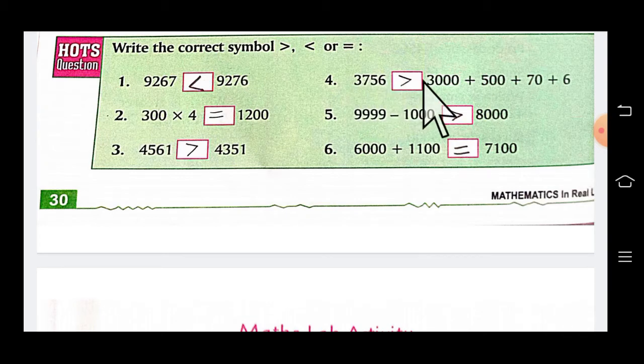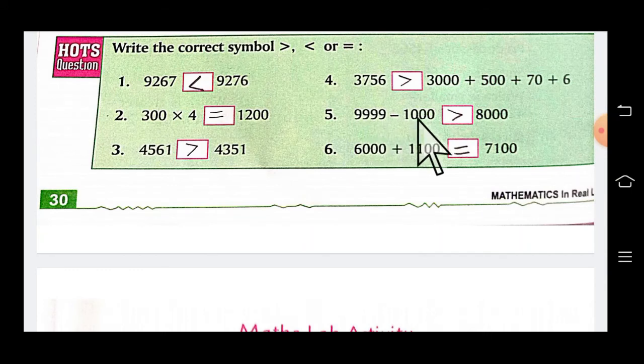Now here 3756 and this side, find out the answer. What is the answer of this side? 3576. Now here the second digit is 5 and here the second digit is 7. So this is the bigger number. Understood?